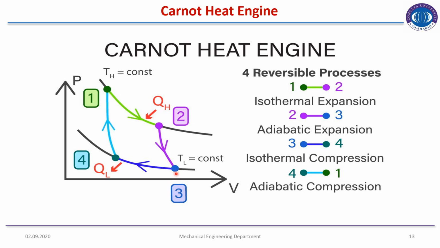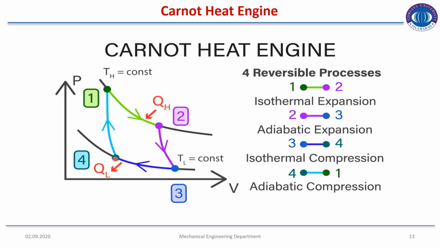For process 3 to 4, you will see an indigo color line, which is isothermal compression. This is also known as the heat rejection process. In process 3 to 4, QL amount of heat is rejected into the atmosphere, and the temperature will also remain constant from process 3 to 4. The temperature is TL. So TL will remain constant from 3 to 4.